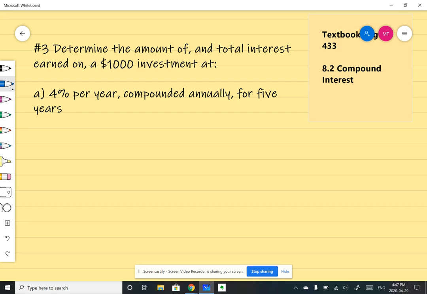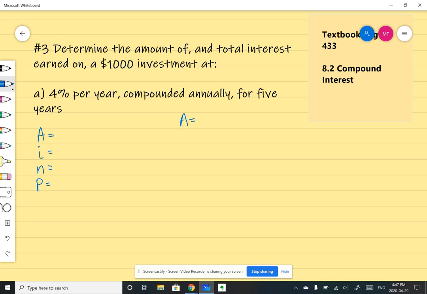One of the strategies that I like to do is write out my variables. So I'm going to do that on the left-hand side. I've got A, I, N, and P. So let's talk about what each of those represent.